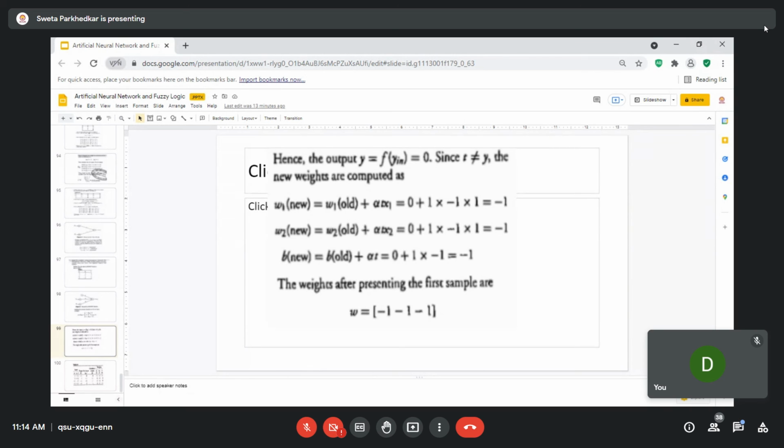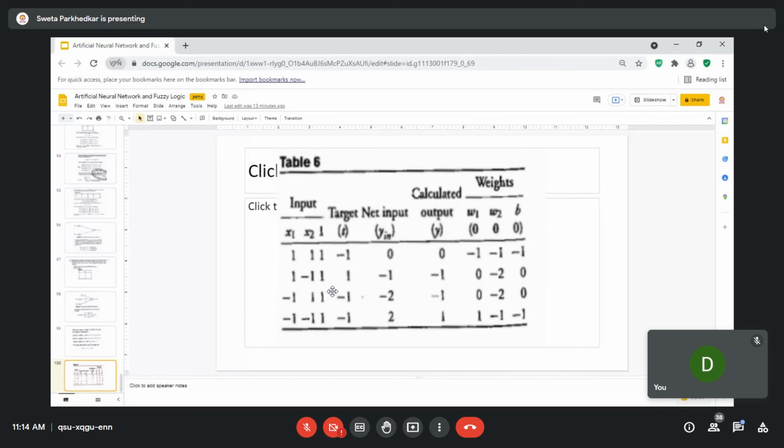Okay, done. Are you getting this answer? For the input x1, x2, the weights will be minus 1, and minus 1. For other inputs, you will get this answer. Are you getting this?